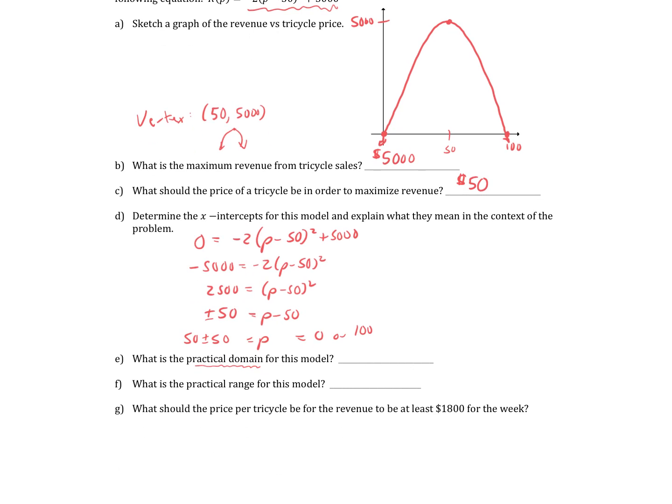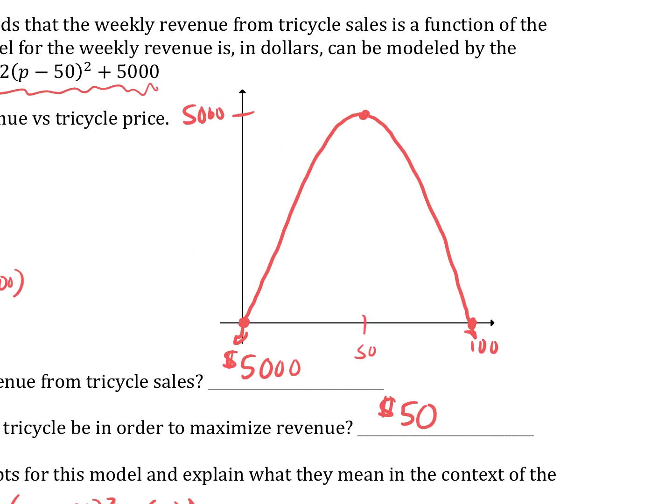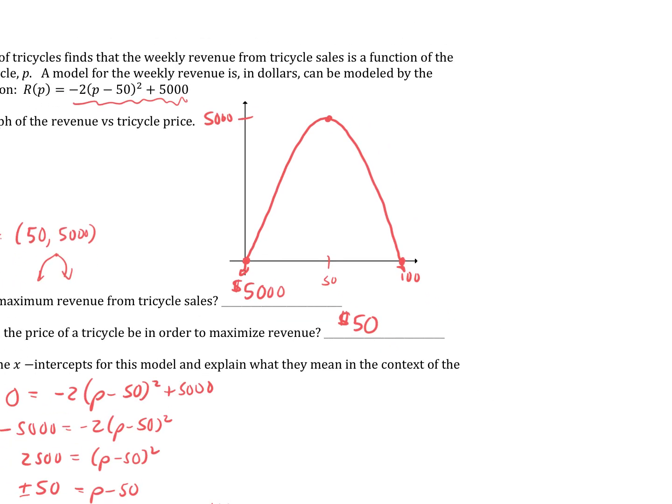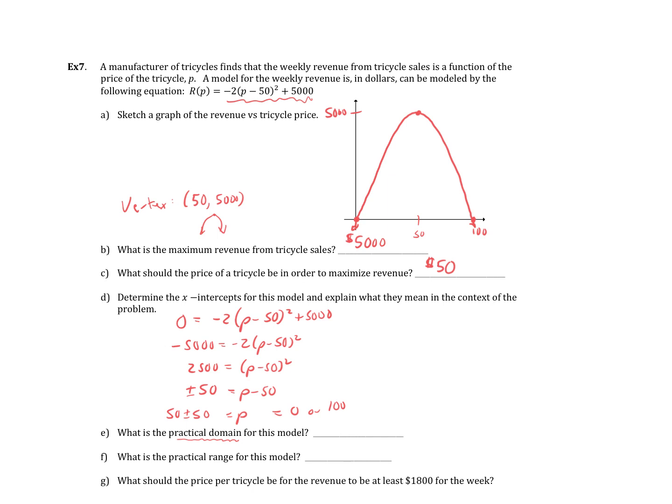Practical domain is like, where do people actually care about this situation? Because mathematically this parabola goes on forever, right? It goes on to $1 million. It goes back to like negative $3,000, but no one really cares. It has really no valuable meaning outside of really 0 to 100. Do we count 0? Do we count 100?